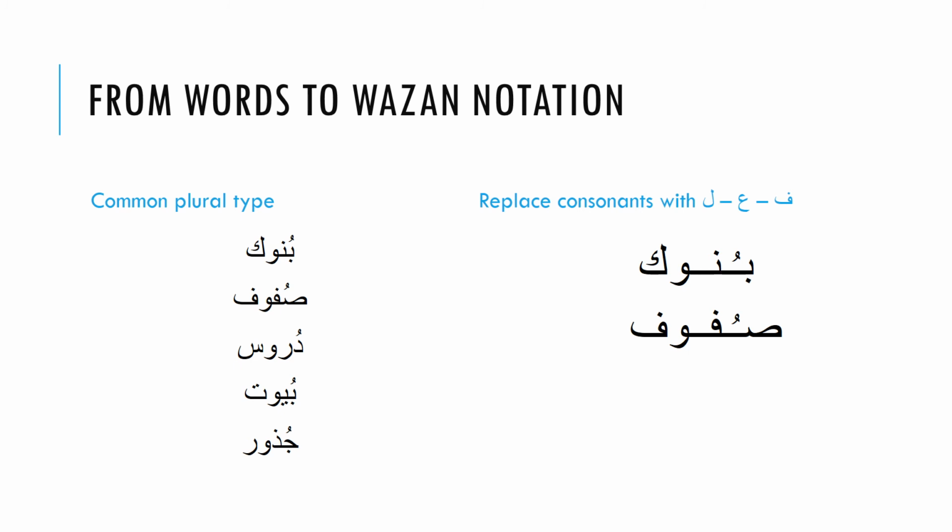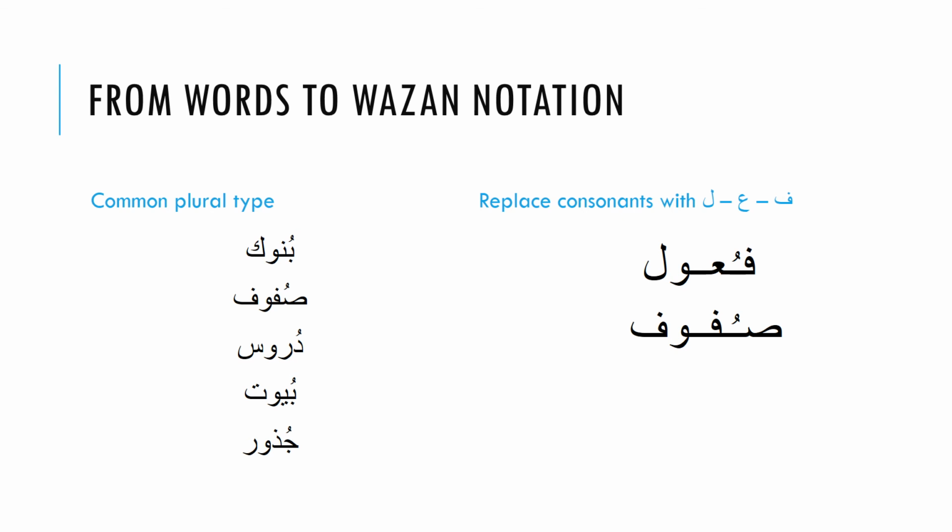We can go the opposite way. So say we know a bunch of different words that all sound kind of the same. So we have bunuk, sufuf, durus, buyut. Well, we can distill these down into their wazn notation by just replacing the consonants in those words with fa, ayn, and lam. And I'll do this twice so that you can see how it works for two different words. So, we replace the ba with fa, the noon with ayn, and the kaf with lam. Fu'ul.